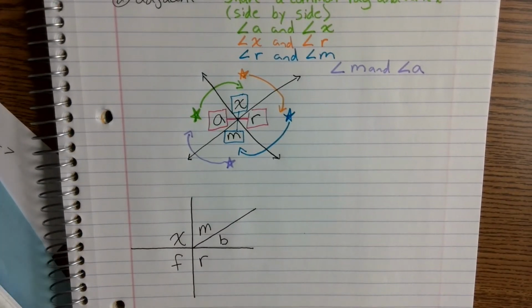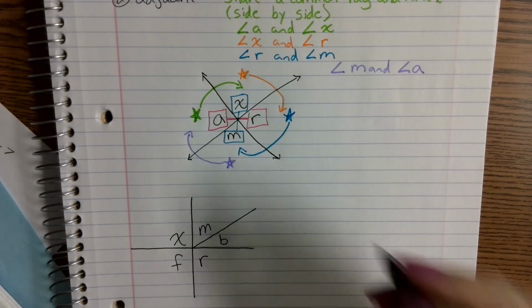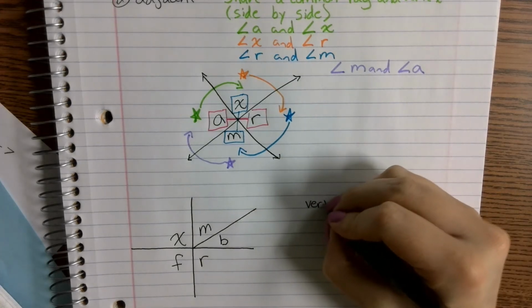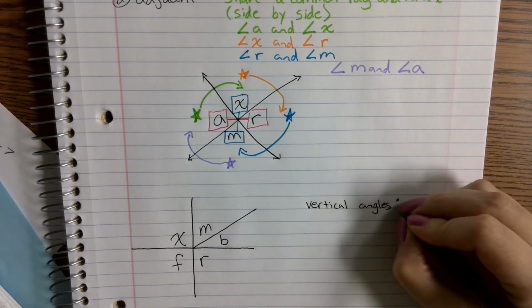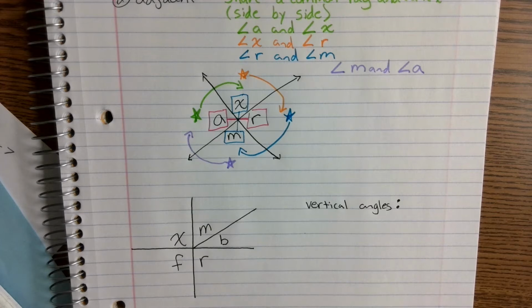All right, given the following, I want you to go ahead and list off to me my vertical angles. We'll start there. Who can tell me which angles happen to be vertical angles to each other? Meaning they are directly opposite of each other. They are the same exact measurement. Omar? F and R?